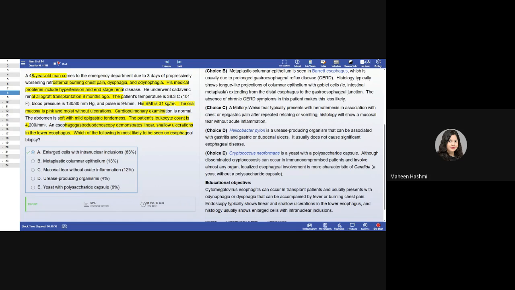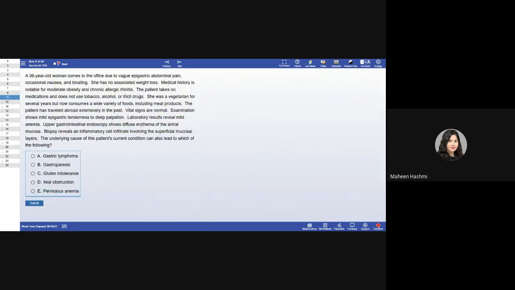Okay. All right. Then we come to the next question. Laboratory results reveal microcytic anemia, and upper GI endoscopy shows diffuse erythema of the antral mucosa. Biopsy reveals an inflammatory cell infiltrate involving the superficial mucosal layers. The underlying cause of the patient's current condition can also lead to which of the following? A 36-year-old woman comes to the office with vague abdominal pain, nausea, and bloating, no weight loss. She has moderate obesity and chronic allergic rhinitis, not significant. She was vegetarian, but now she consumes a wide variety of foods, including meat products. She has traveled abroad extensively in the past. She has mild epigastric pain to deep palpation. What's happening?